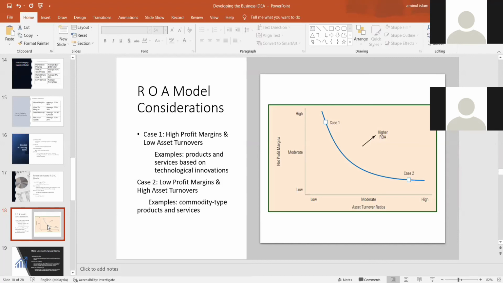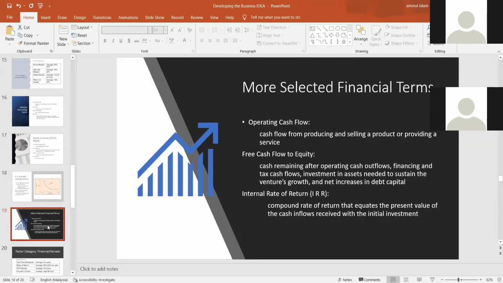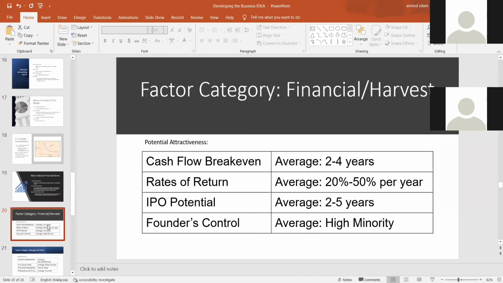So when we are analyzing, collecting data from qualitative and quantitative means, we may put it in a graph to show the potential investors how the business is going to look. And these terms are very familiar to you. I don't think I'm going to explain that.